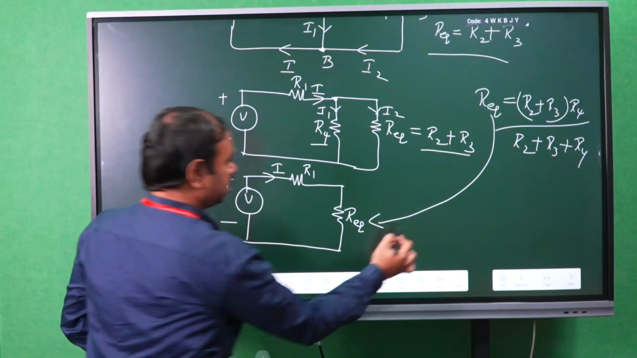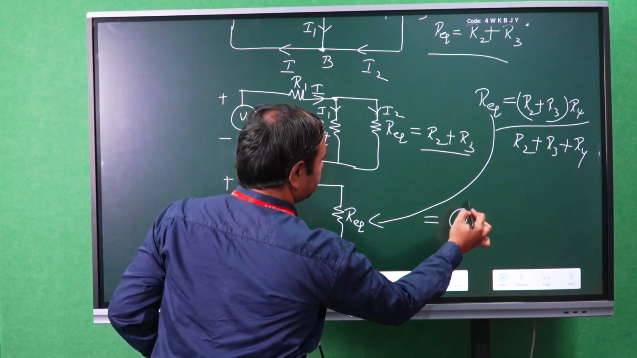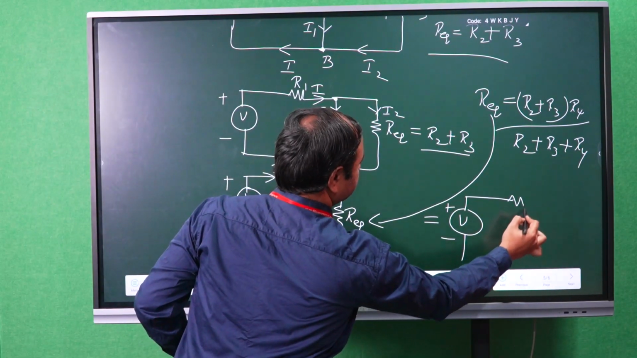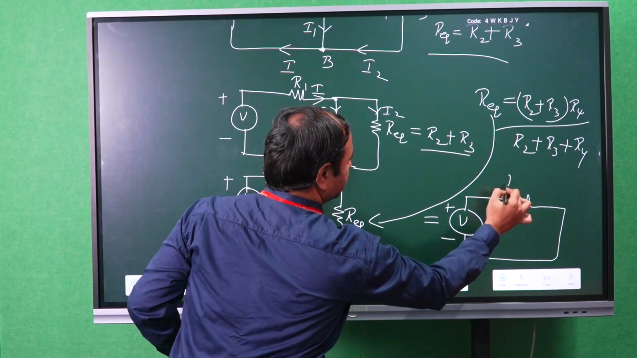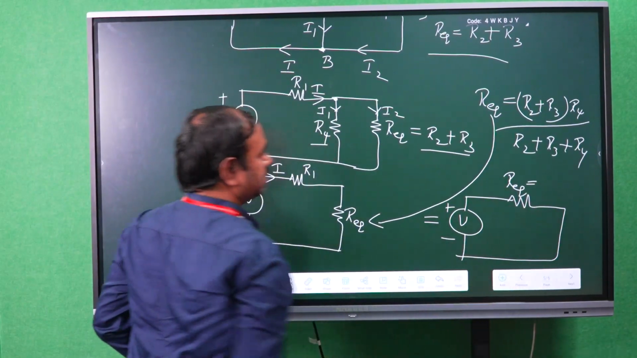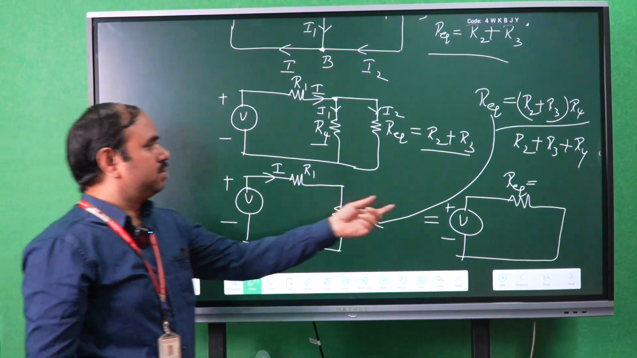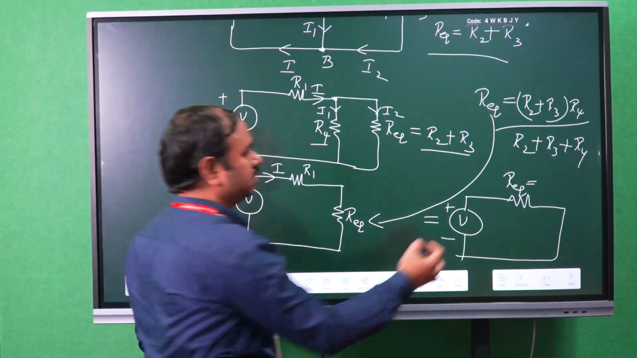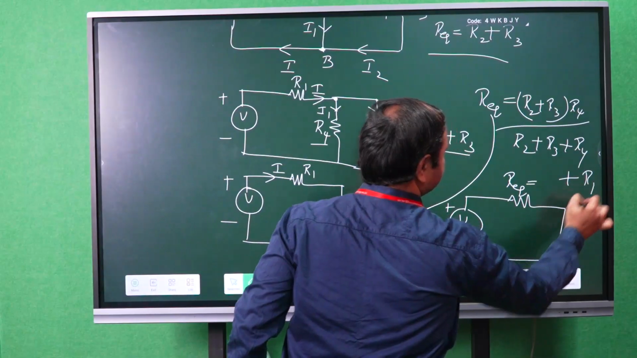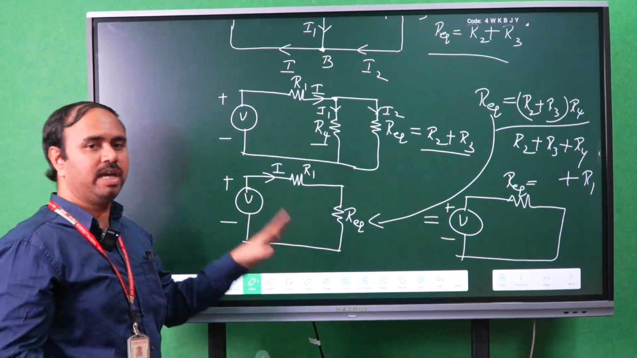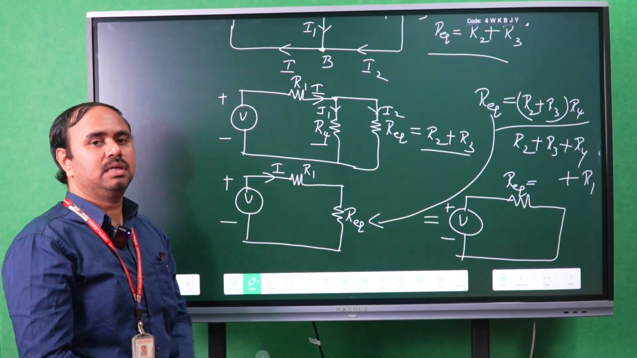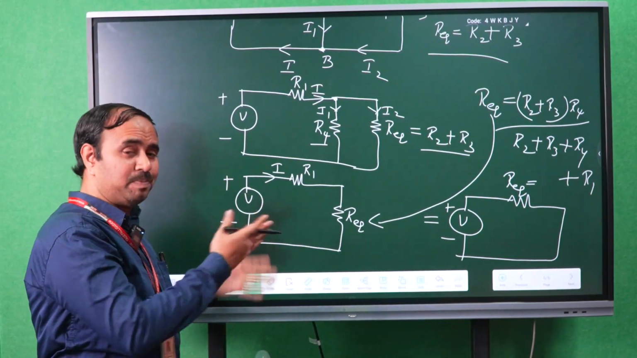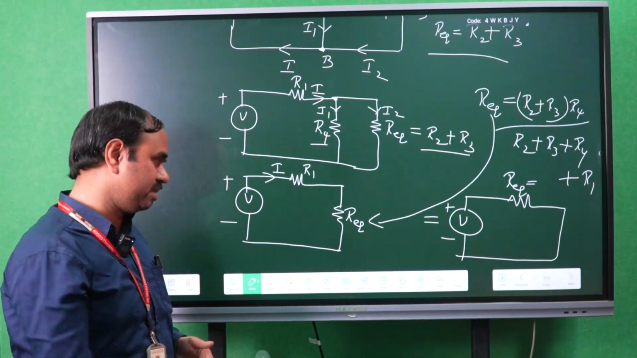So now, at last, the circuit becomes total resistance R equivalent. So we will get R equivalent is, for this combination, we have to add plus R1. So this is the way or procedure for calculating the equivalent resistance. Let me discuss this series parallel circuit by taking an example simply.